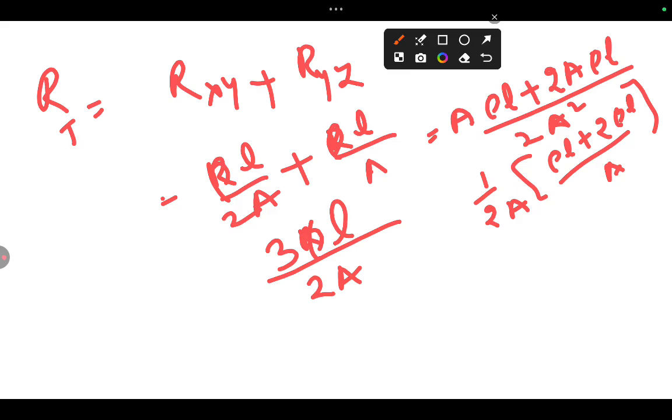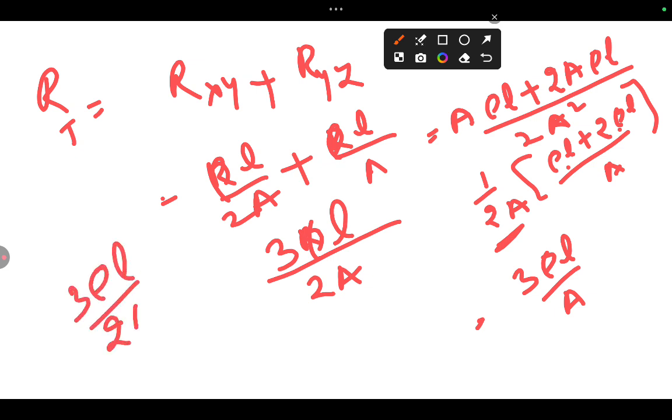That means 3 rho L by A, which is nothing but 2L. Okay, there is something. Let us consider, that is as of now. I will consider this is about rho L plus 3. So that will be, I can consider 3 rho L by 2A.